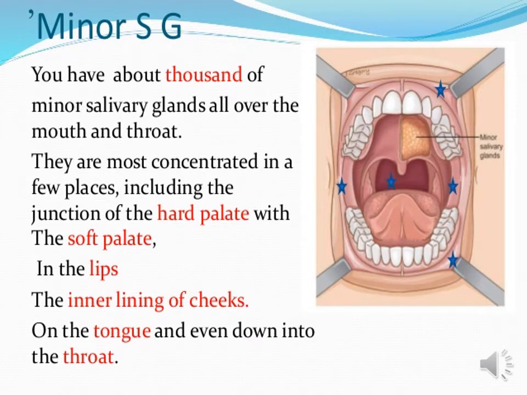Of the minor salivary glands, we have thousands all over the mouth and throat. They are most concentrated in a few places, including the junction of the hard palate with the soft palate, the lip, the inner lining of the cheek, the tongue, and even down in the throat. So we name them according to their location: the labial glands within the lip, the buccal glands within the cheek, the palatal glands within the palate, and the lingual glands within the tongue.